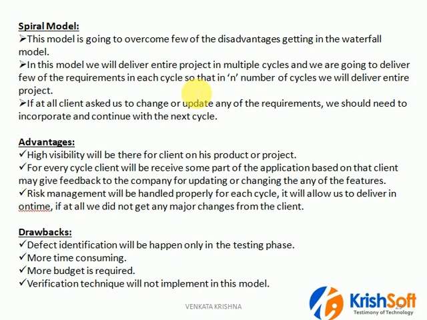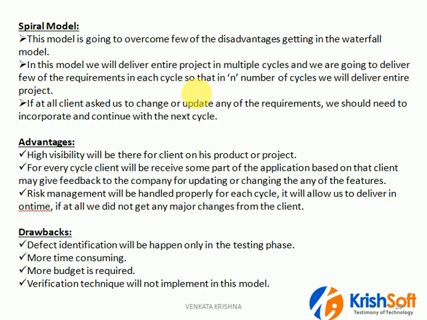How come it is more time consuming? Because you are doing cycle by cycle, not completely at once. It will take a lot of time, and more budget also. Why more budget? Whereas in a waterfall model, the testing team enters in the last phase of the SDLC. Here, in each and every cycle, a business analyst is required, the development team is required, the testing team is required. So all the teams we have to maintain in the spiral model. Then obviously more budget is required, and the verification technique is not there in this model.